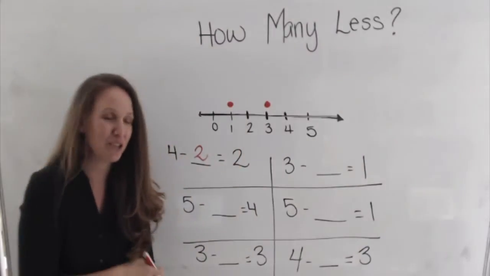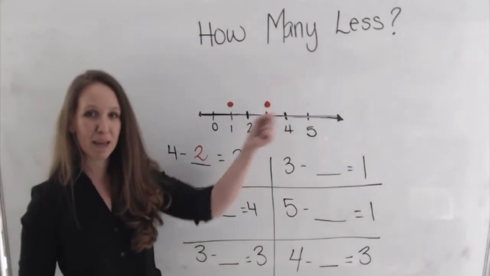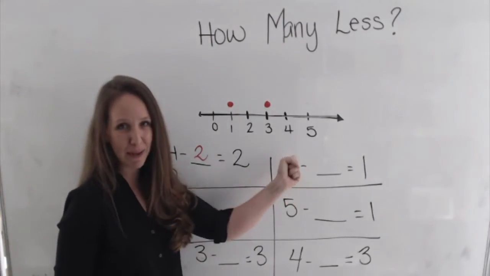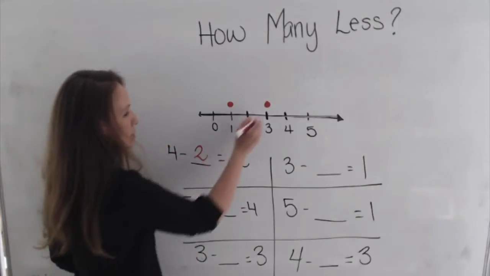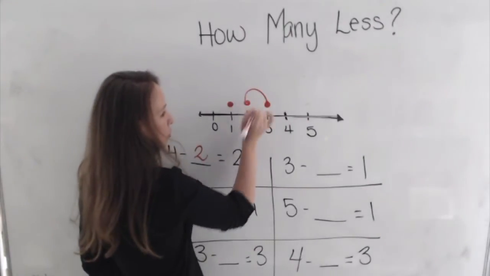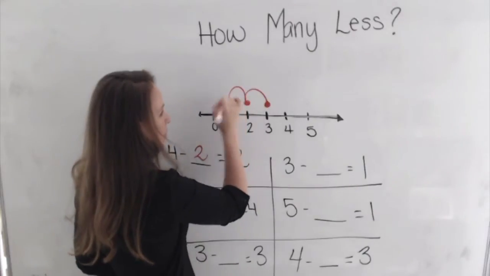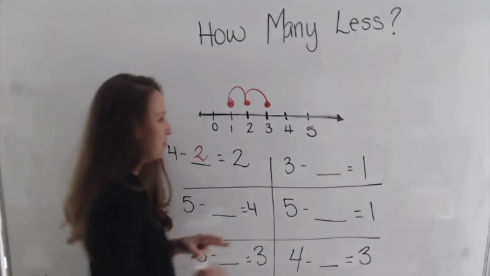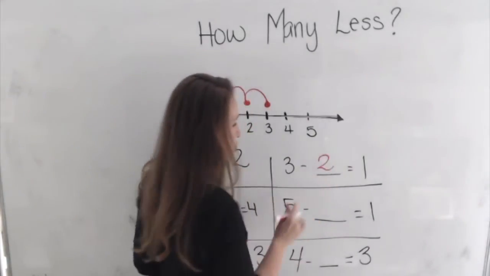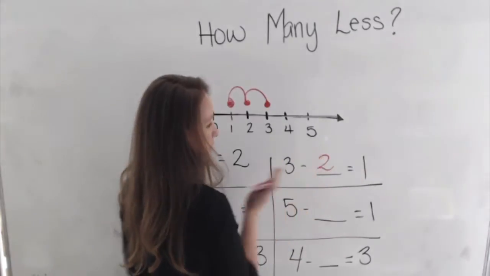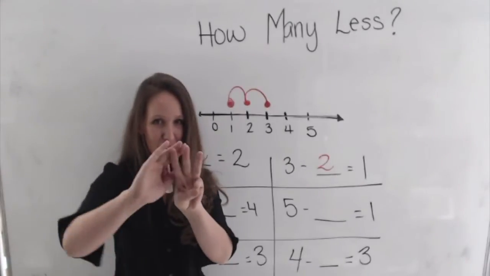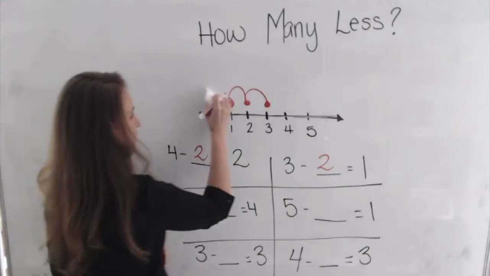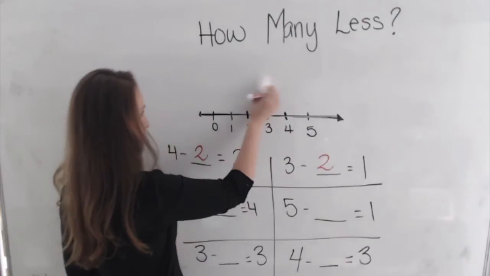So, how many units am I moving to make my number smaller to get to 1? Remember, a subtraction sign makes my number smaller. So let's go. 1 brings me over to 2, and another one brings me down to 1. So how many humps did I make? 2. So 3 minus 2 equals 1. You can also look on your fingers. 3 minus 2 makes 1. So let's draw the next one.